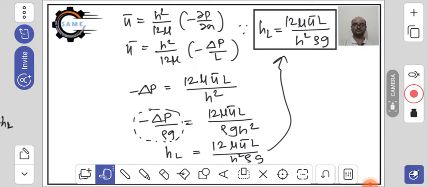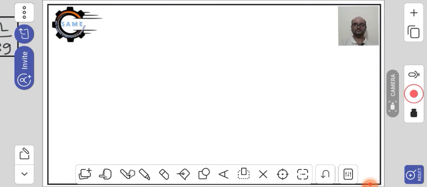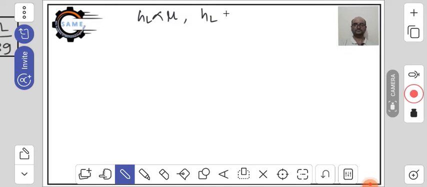Now see here, what I get is that HL is directly proportional to the coefficient of viscosity. Also HL, that is head loss, is directly proportional to length. As the coefficient of viscosity increases, the head loss increases, and if the length of the pipe is large, then also there is more head loss, right? And head loss is inversely proportional to H square. Okay, you have to remember these 3 points.